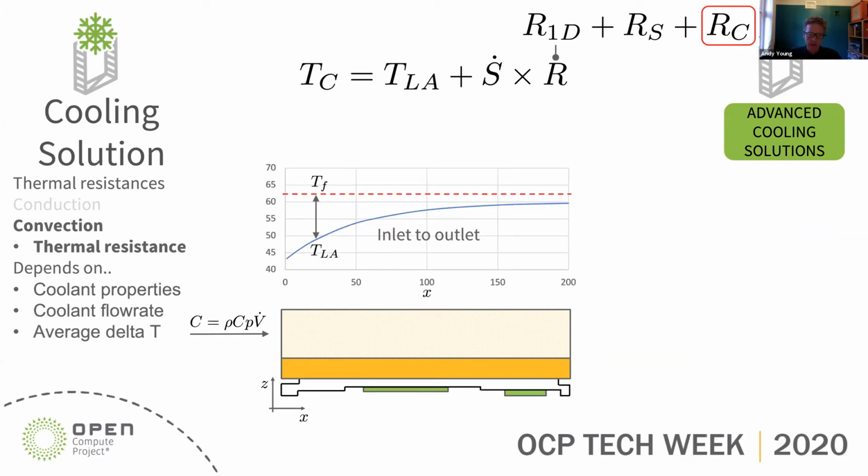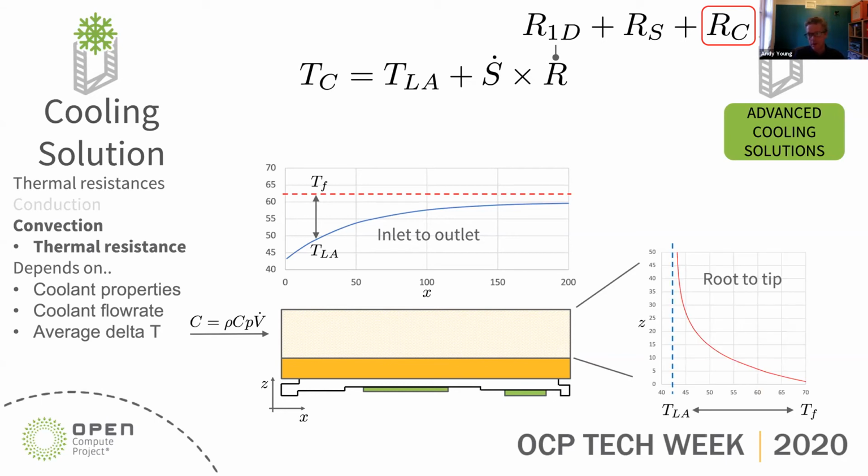Also, looking at the heatsink, we know that the thermal resistance between the heatsink base and the fluid depends on the surface area of all the fins, but it also depends very critically on the flow rate of the coolant and its properties that depend on the inlet temperature. And the main cue here is to maximize the difference in temperature between the heatsink and the fluid, from inlet to outlet, and also from root to the fins.